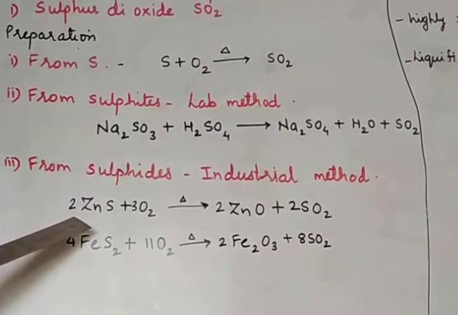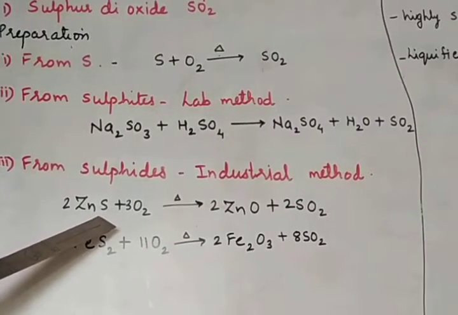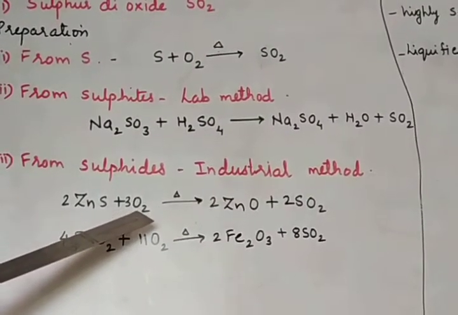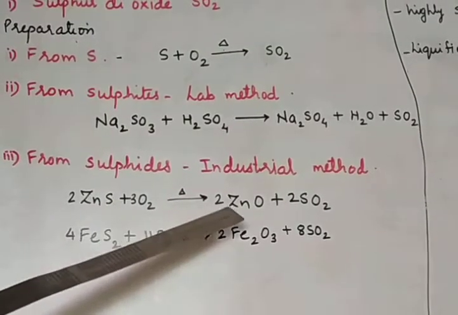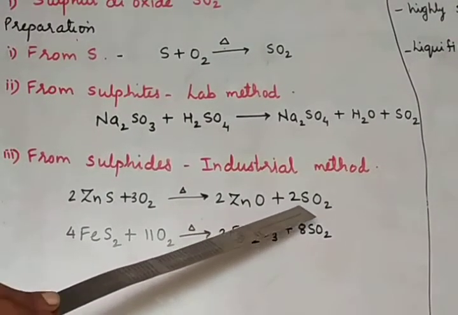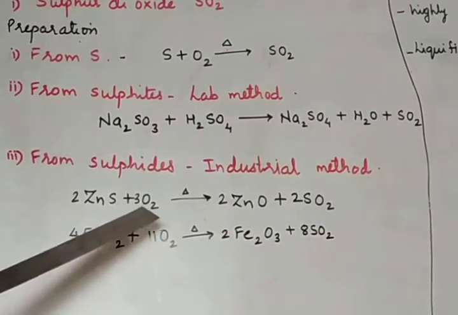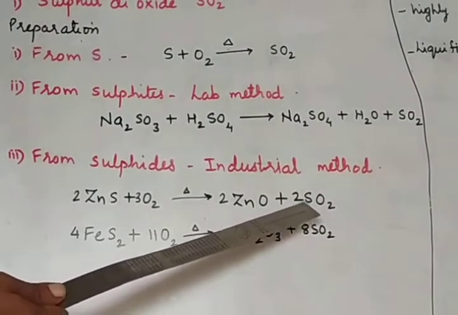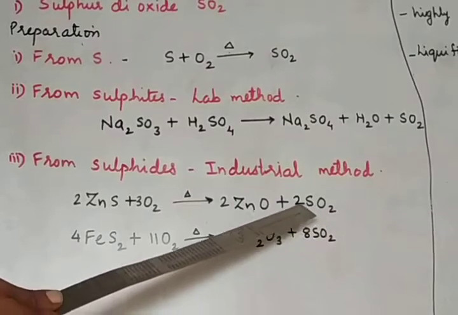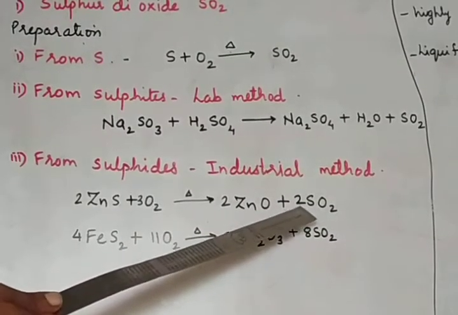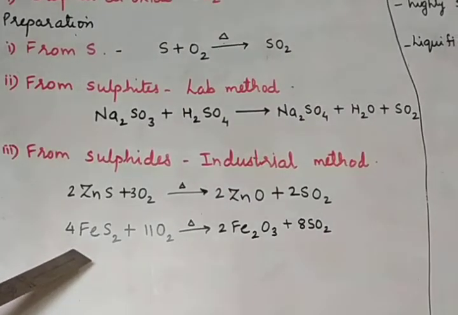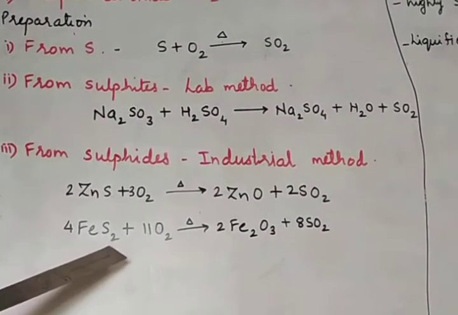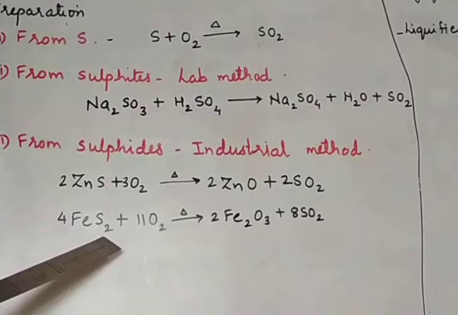Which compounds do we use? Zinc sulfide, ZnS. When it undergoes combustion, the zinc sulfide gets converted to zinc oxide along with liberation of SO2. Simple factors are there for balancing. You can see which coefficient has to be added to balance the equation. And the second industrial method is by using iron pyrite or iron sulfide.